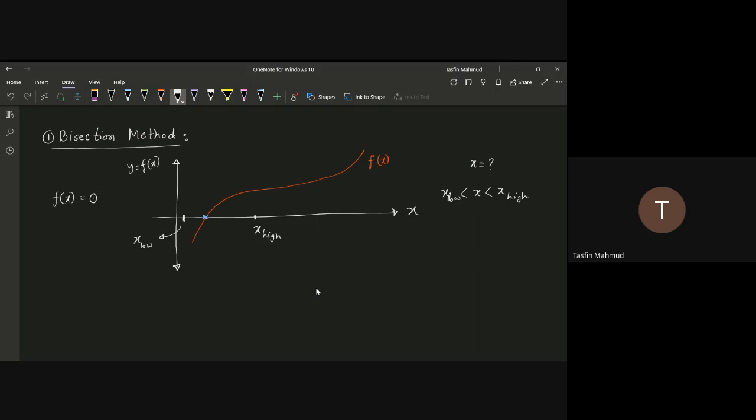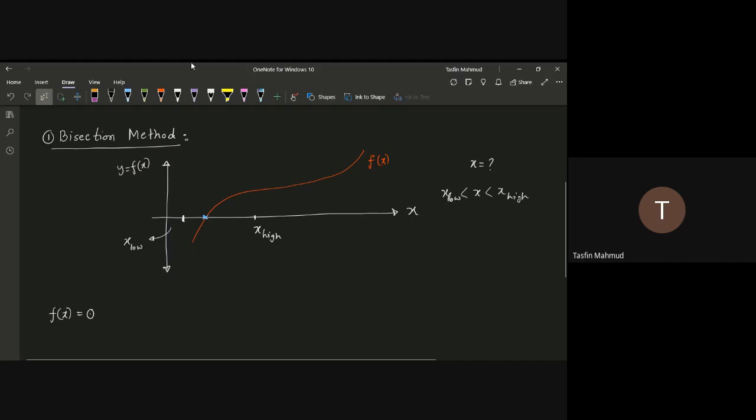Okay, so let's extend the graph a bit more. Let's assume this graph. Okay, so our task is to find this x value, and it is in between the given interval, x low and x high. This is the x low value, and this is the x high value.